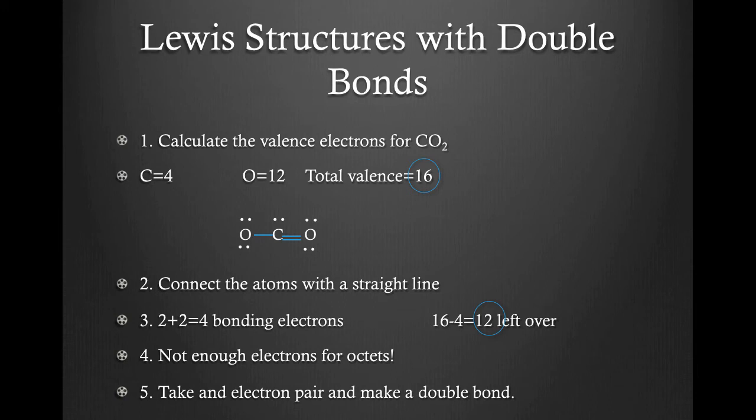Now I have to go deal with the other oxygen. I take that electron pair, convert it into a bond, and now if you count, I have 8 electrons around each of my atoms, and that is a valid Lewis structure.